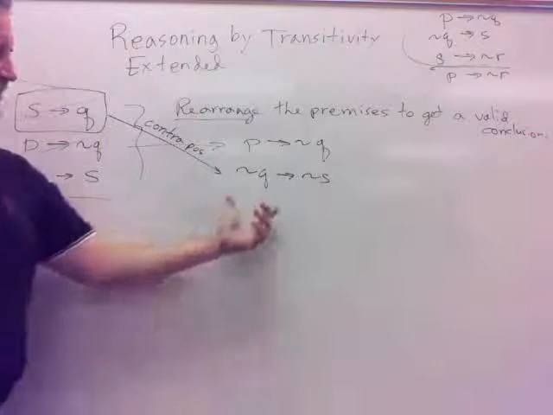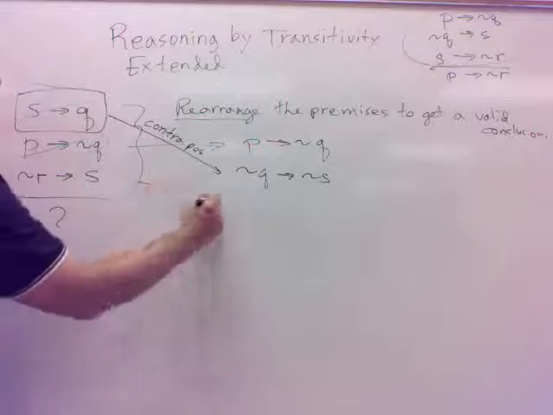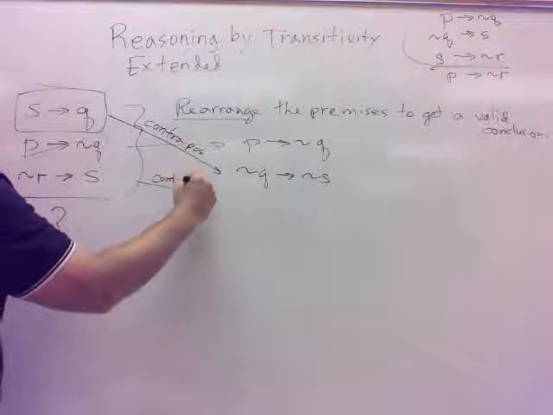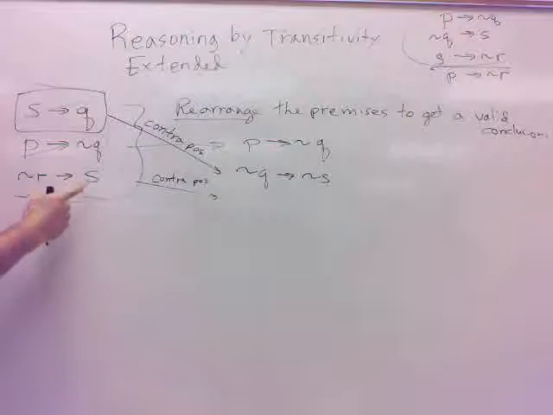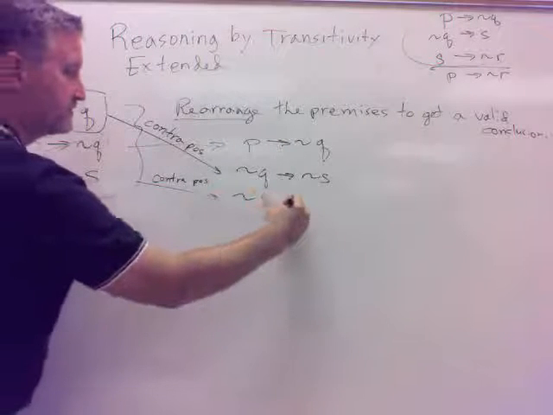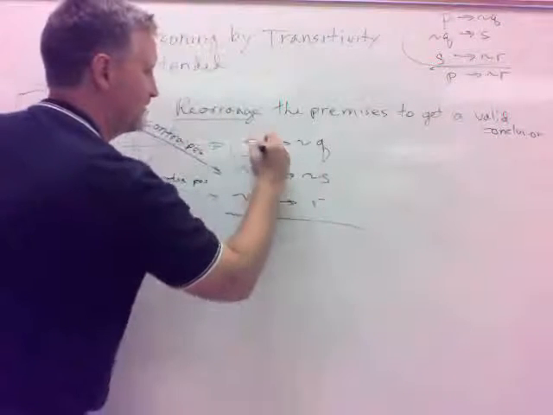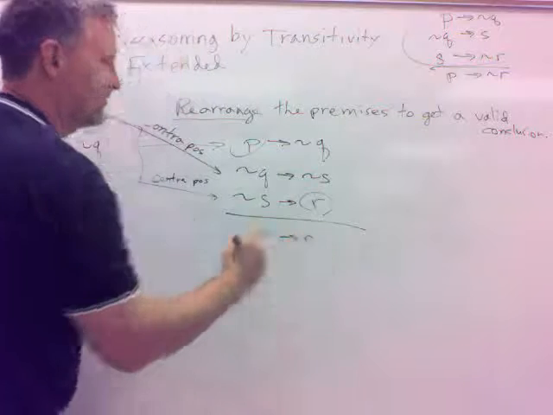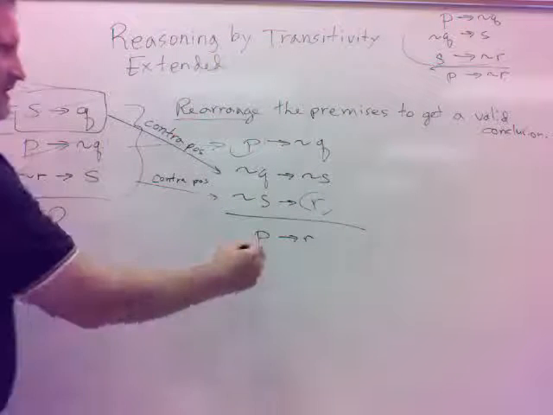So what goes here? Well, this line needs to start with not S. Uh-oh, this one starts with not R. What do we have to do? Do the contrapositive again, don't I? So let's do the contrapositive of that third statement. What would the contrapositive of that be? Flip and negate. So this flips and becomes not S. What happens here? Because you negate the not R, you get R. So what's the conclusion? P, arrow, R. All right. Now, that is a valid conclusion.